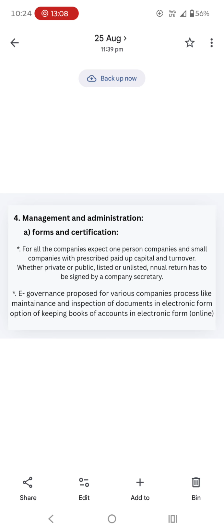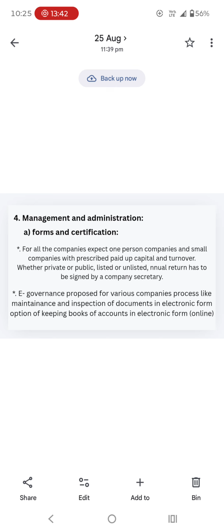That is the first point, and this is the second point. For all companies except one person companies and small companies with prescribed paid up capital and turnover, whether private or public, listed or unlisted, the annual return has to be signed by a company secretary. Except for the small companies and one person companies, whose paid up capital and turnover are prescribed for themselves.